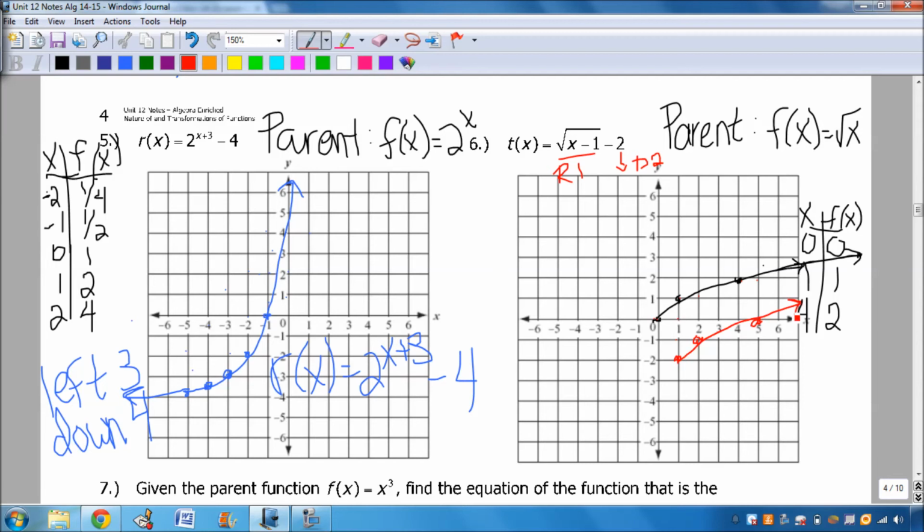And this is my actual function right here. So this means that t of x is equal to the square root of x minus 1, and then minus 2 is on the outside.